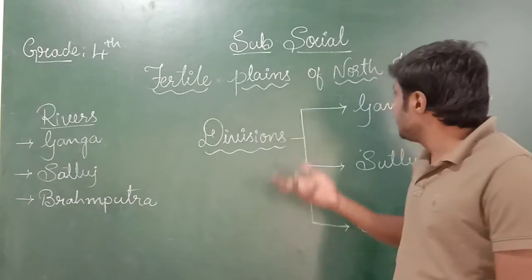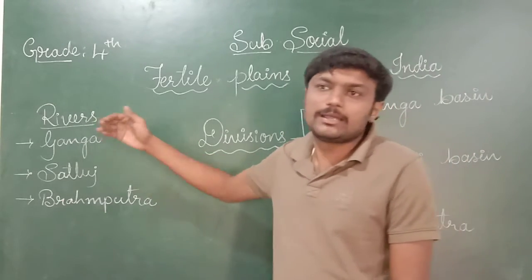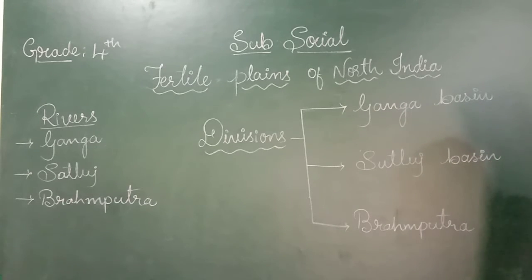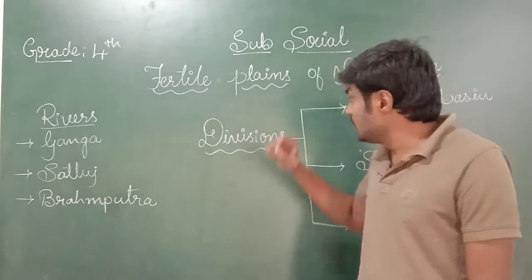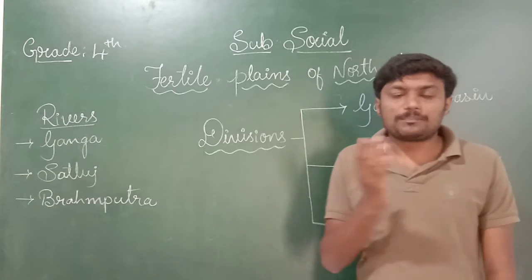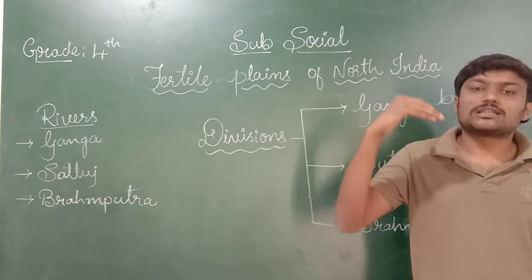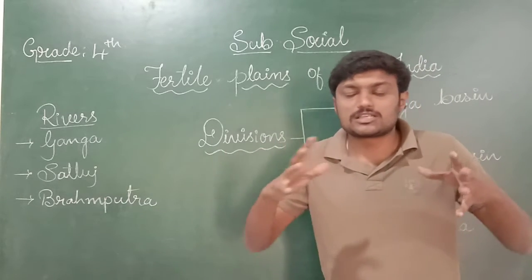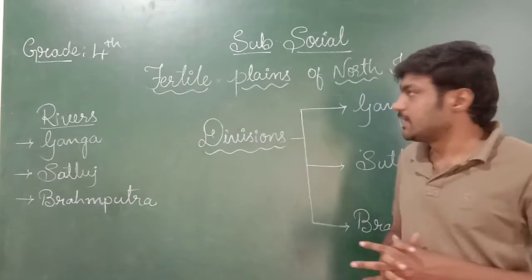So the fertile plains of North India are categorized into three important physical features: the Ganga basin, the Satluja basin, and the Brahmaputra basin. What do we mean by the fertile plains of North India? In our previous class, we discussed the Himalayan mountain ranges. Those are the highest peaks, covered with snow, and there are very different physical features in the Himalayan mountain ranges.